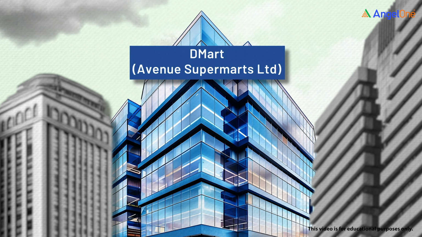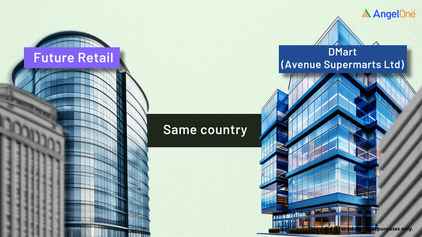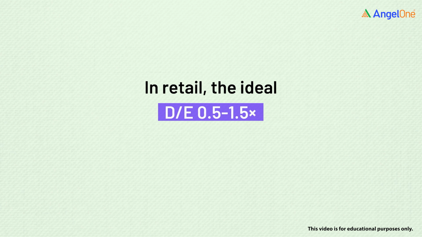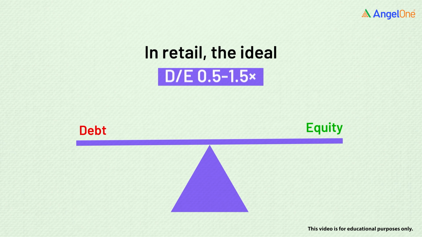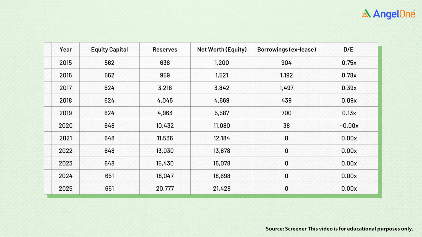Now that we have seen what excessive debt can do, let's look at the opposite story. One of India's most disciplined retailers, Avenue Supermarts or DMart. DMart has been steadily reducing debt every year while opening stores at a record pace. Same sector, same country, same decade. The only big difference? Debt to equity discipline. In retail, the ideal DE is usually around 0.5 to 1.5. Above 2, survival becomes harder because retail operates on thin margins. Now let's break down DMart's debt to equity trend.